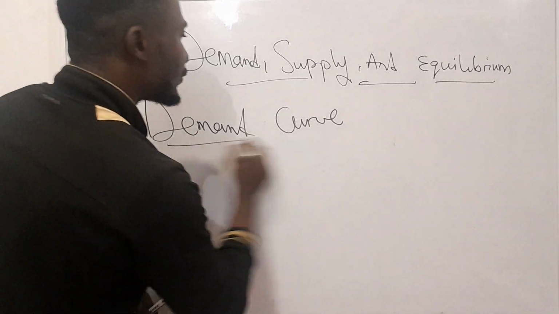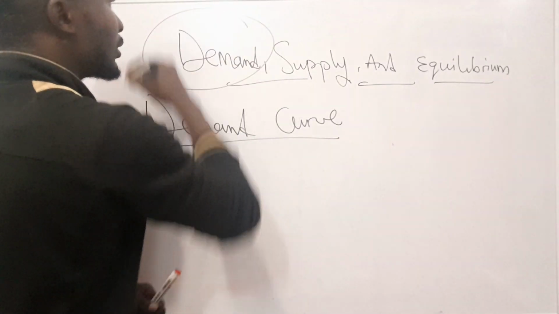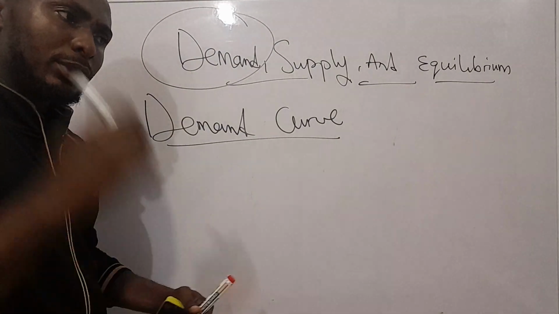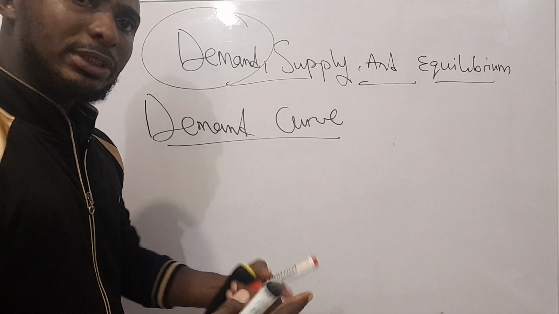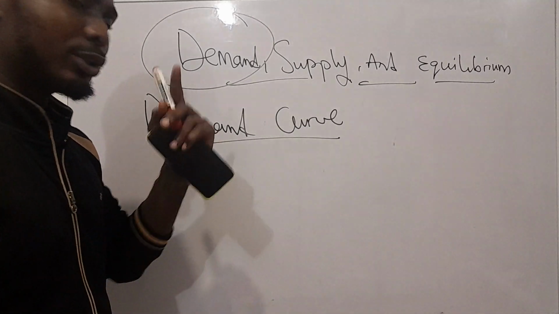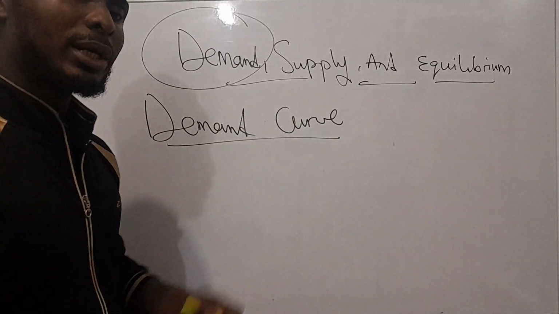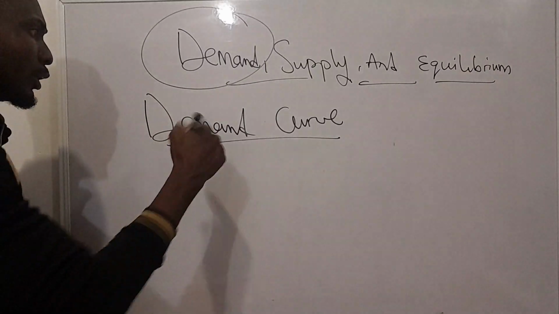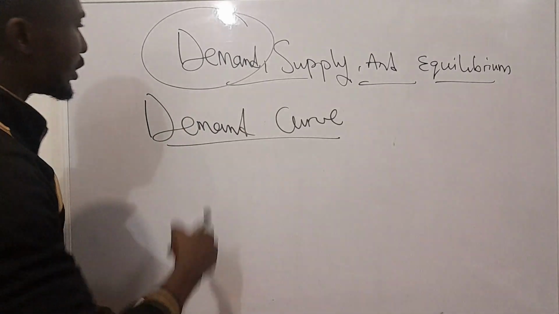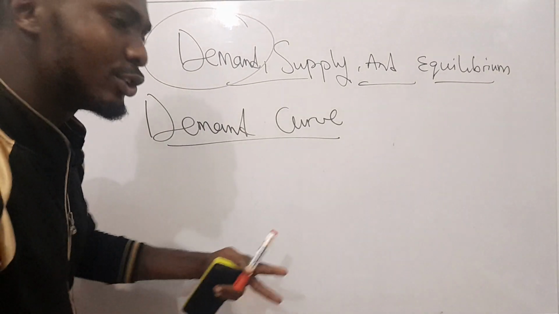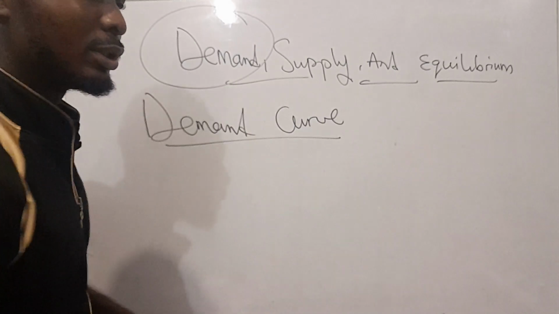Now in the previous video we discussed the meaning of demand, we discussed the factors or the determinants of demand, and we discussed just three determinants there. If you haven't seen that video, you can go back and check that video out. But in this video we are only interested in the demand curve and the kind of changes that can happen with the demand curve.